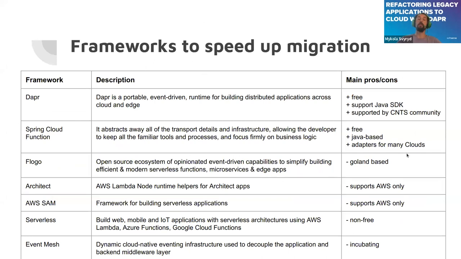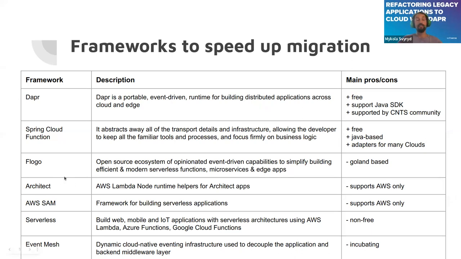There is a framework that we considered to use to speed up our migration, and this list consists of only 1/3 of all possible alternatives, but here I highlighted only the most attractive for us. The pros and cons I added here are only some major advantages or cons that we used to reject this option. Frameworks: DApR, and it's a really cool one, free, supports Java SDK, supported by the CNCF community. Then Spring Cloud Function. We are talking about functions, Spring Cloud Function, the same, free, many adapters for different clouds, Java based, etc.